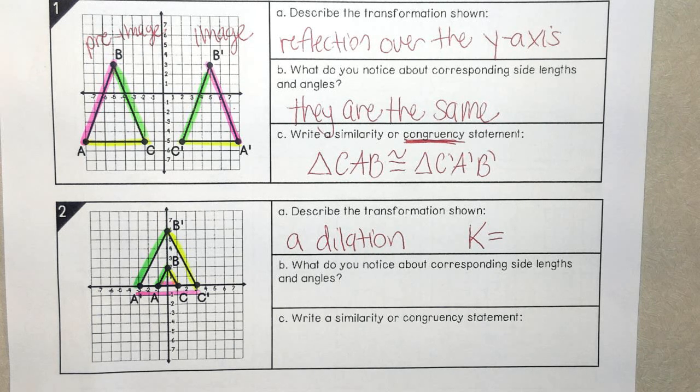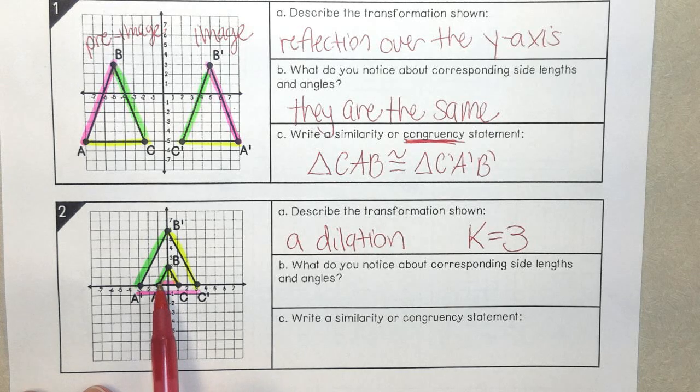Jackson, what do you think? 3. It was 3. Very good. You kind of said it like a question. So was that more of a guess, or did you have a way you figured that out? Gotcha. Okay. So what did you do to figure it out? Side lengths. Okay. You could definitely do the side lengths. This side length was 2. This side length was 6. So 2 times 3 is 6.